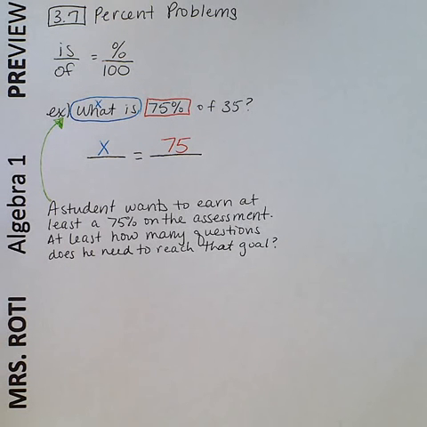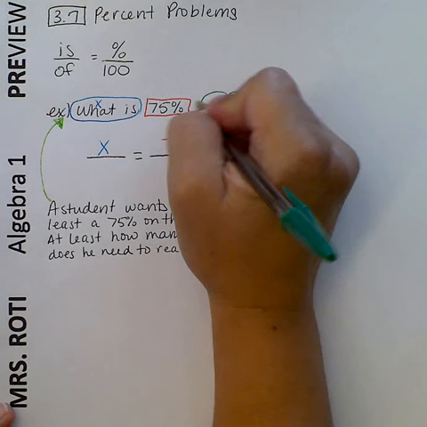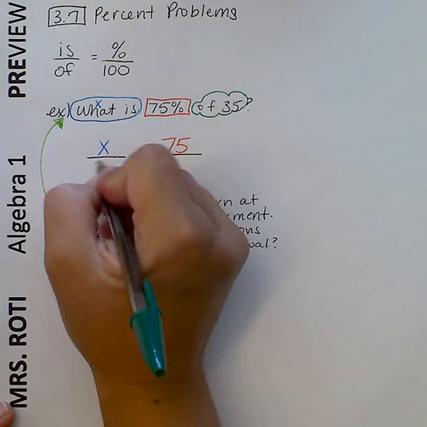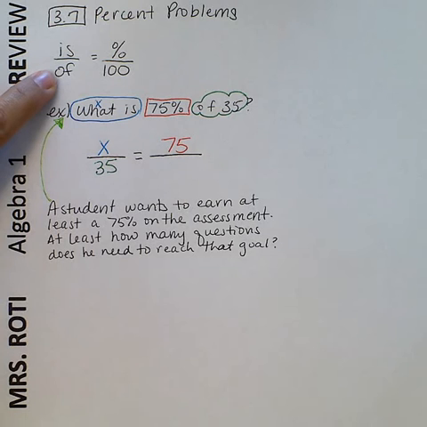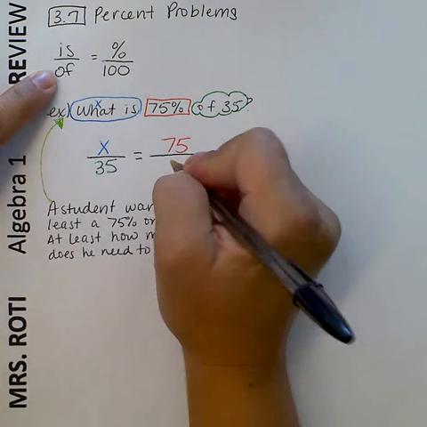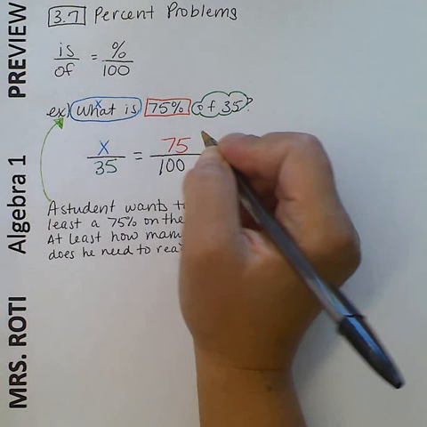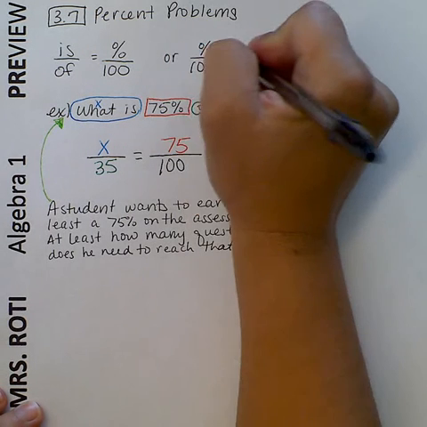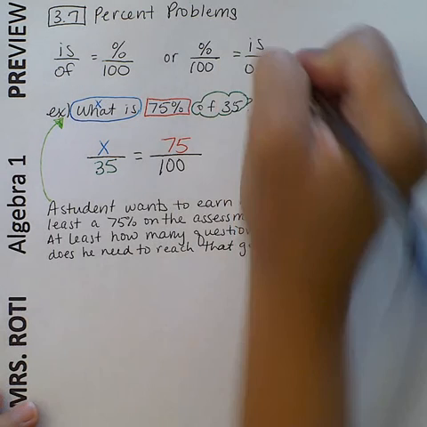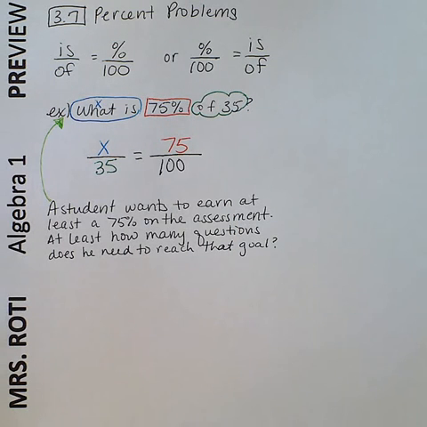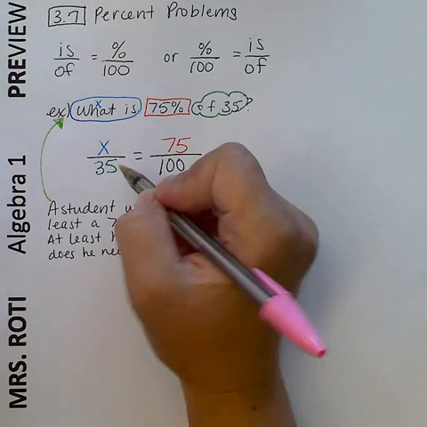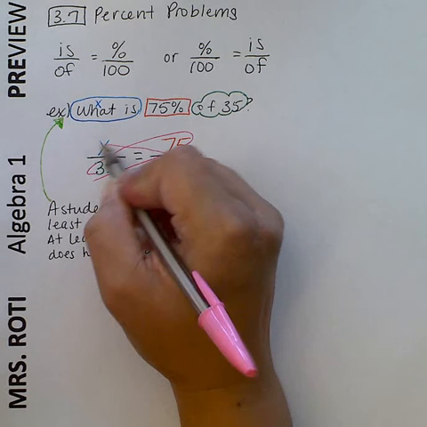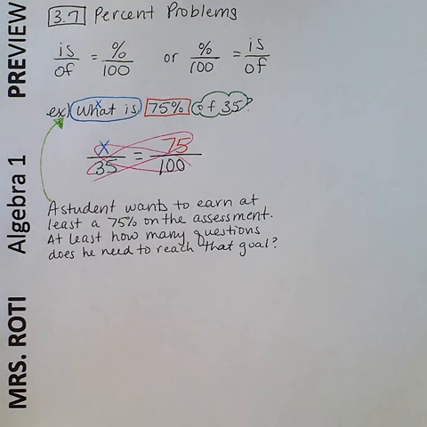Then you're left with the of part. So we're going to put the of where the of goes in the trick. And then the bottom right is always 100. Some books show it as percent over 100 equals is over of. And understanding cross products and proportions, we should know that those two things mean the same thing. So if you learned it slightly backwards, you're still okay.